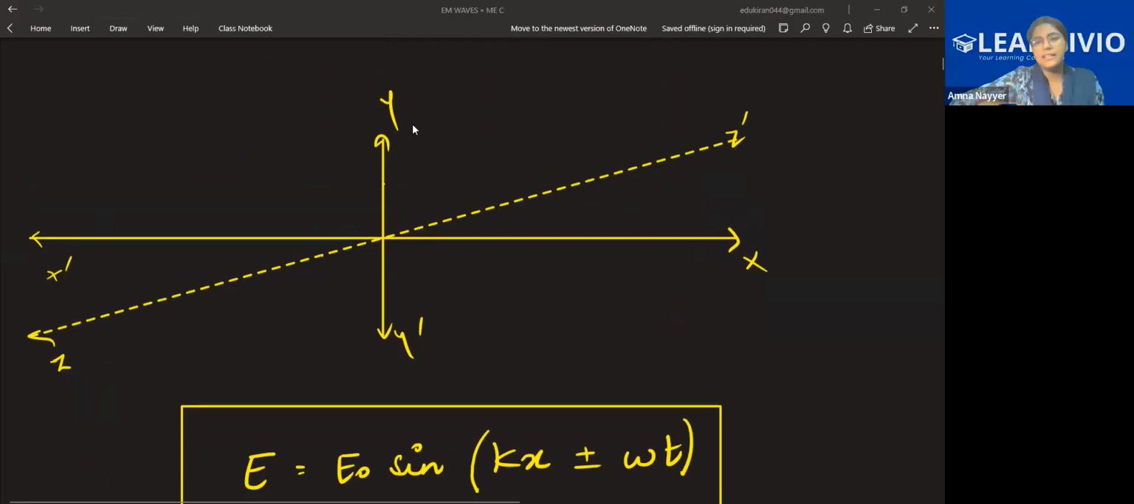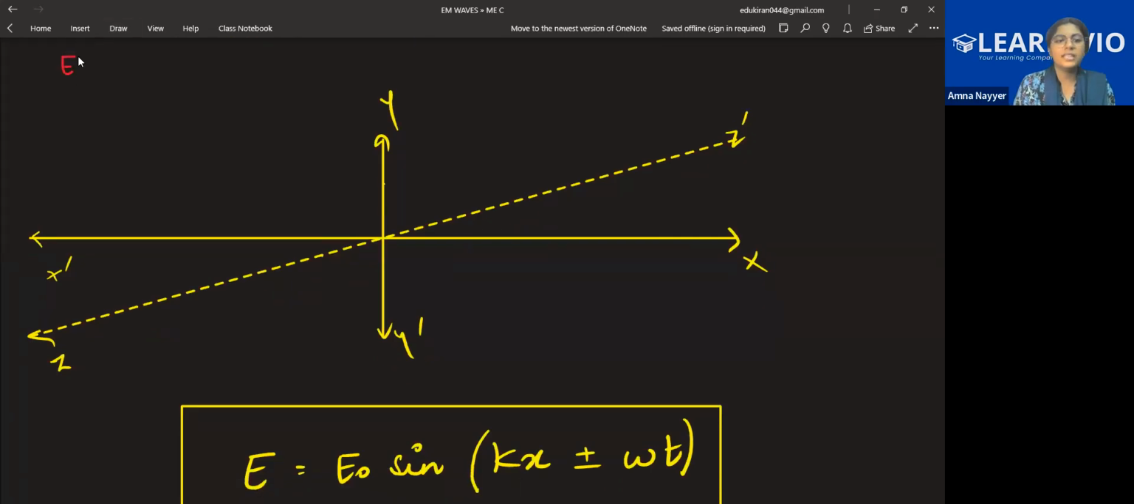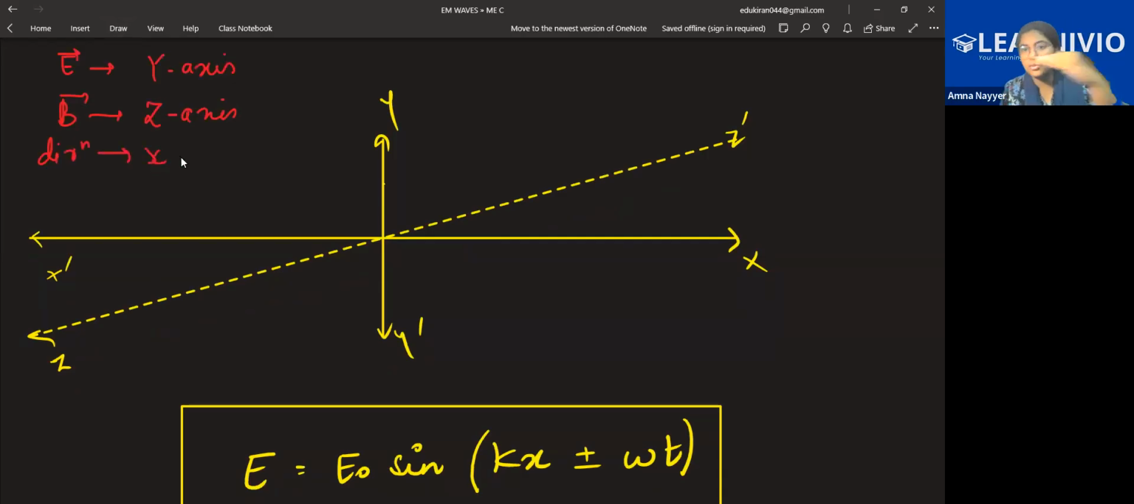Okay, see class, this graph is very important. You have to plot three things: electric field, magnetic field, and the wave also. We are going to plot electric field on the y-axis, and magnetic field we will plot on the z-axis. And the direction of wave propagation, where the electromagnetic wave is moving, will be along the x-axis.